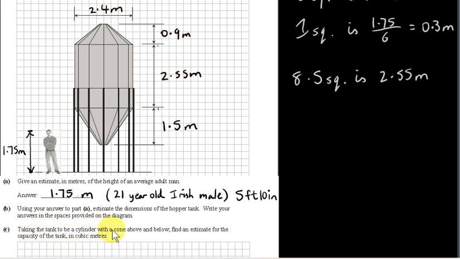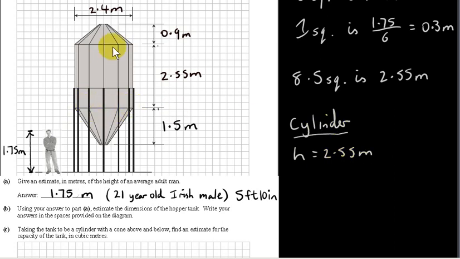Taking the tank to be a cylinder with a cone above and below, find an estimate for the capacity of the tank in cubic meters. Well, the dimensions are in meters, so the volume or capacity is going to be in meters cubed or cubic meters. Okay, let's look at the cylindrical part of this tank. The cylindrical part has a height of 2.55 meters. So we're just going to look at a cylinder now, whose height is 2.55 meters.